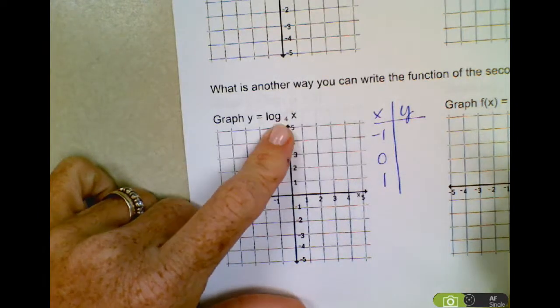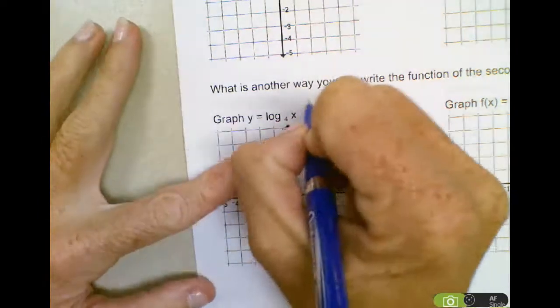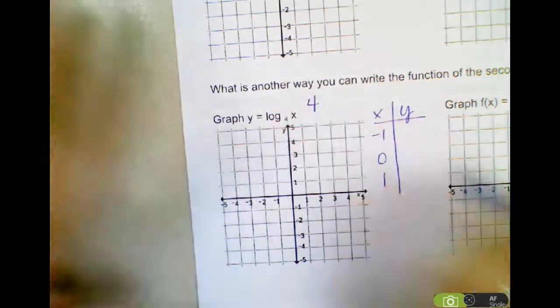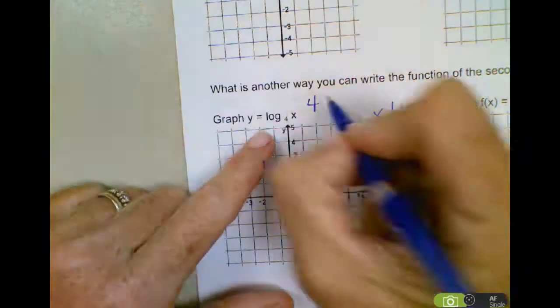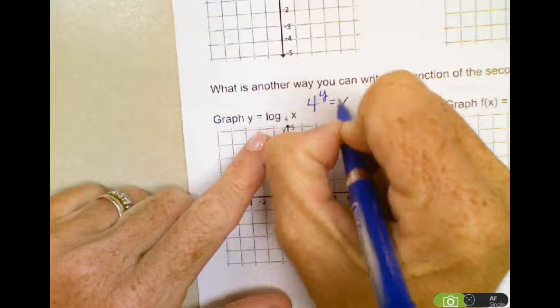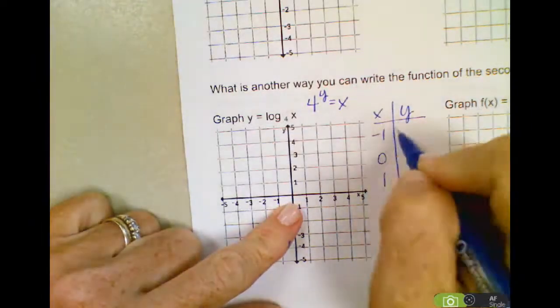I'm sorry. We're doing log of 4 to the x. The easiest way to do that is switch this around to exponential form. It's actually much easier to graph in exponential form because it's a little easier to look at. So it'd be 4 to the y equals x. So this would have been the exponential form.